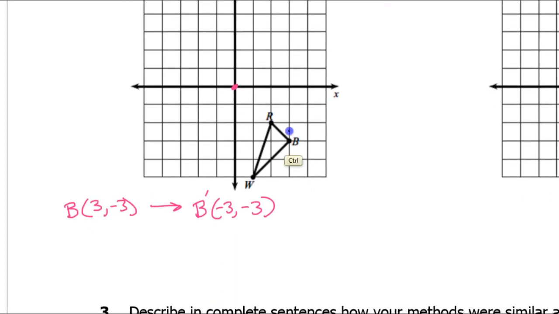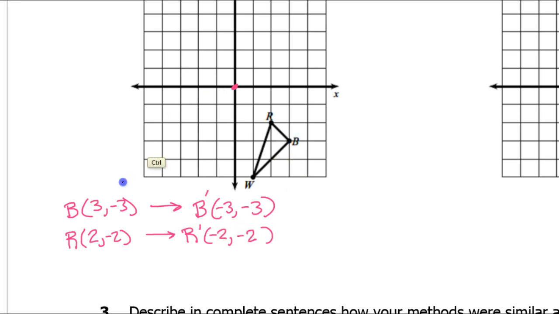Okay, so let's look at the point R next. Point R is 2, negative 2. So when we do the rotation to find R prime, these coordinates have to switch places, but the x value is going to change. The y value is going to stay the same. See this y value of negative 2? It's going to go first. And see the x value of positive 2? It's going to become negative 2.